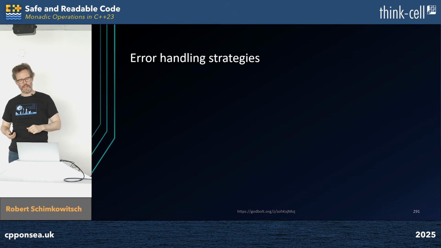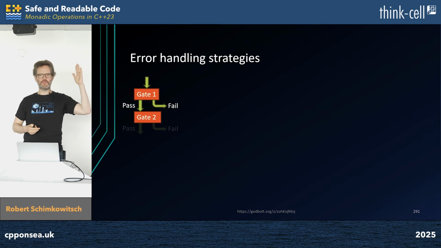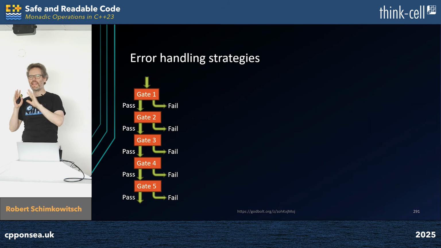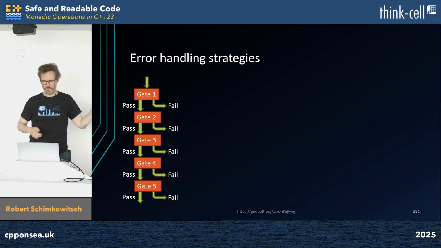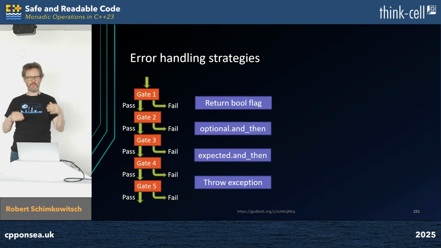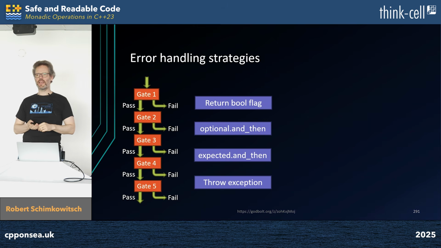Now, how about the error handling? In my example, I have 5 gates, and the value has to pass through these 5 gates, and each gate can either accept or reject the value. And they are implemented in different ways. So we have a classic bool flag, we have optional, expected, and exceptions.